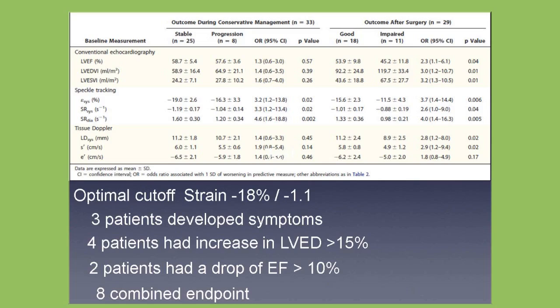The strain for the cohort that remained stable was around -19. The global longitudinal strain for the ones that progressed was around -16.3. So if we use a cutoff of -18, and you have patients that you are following like that, if they are dipping below this magic cutoff of -18, it will allow you to recognize the patients that are going to progress to symptoms, dilation of the ventricle, or reduction in ejection fraction, as they were the events that were incorporated in this combined endpoint.